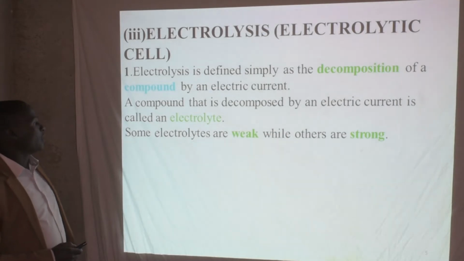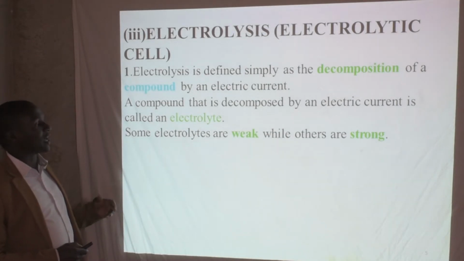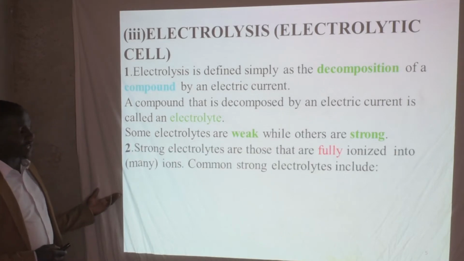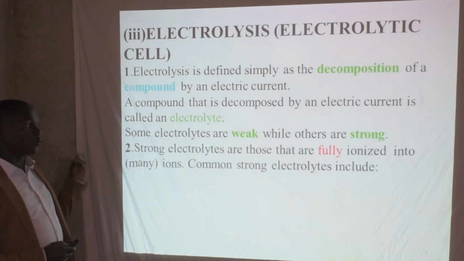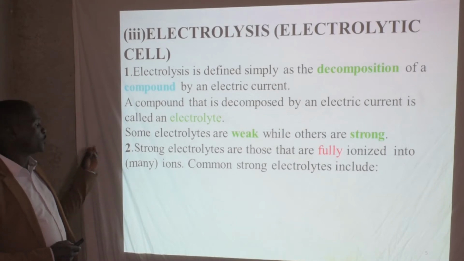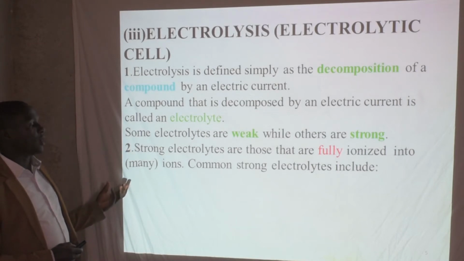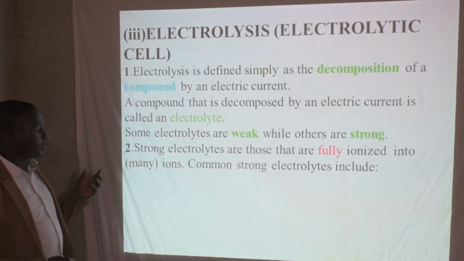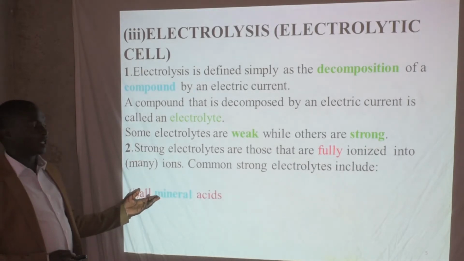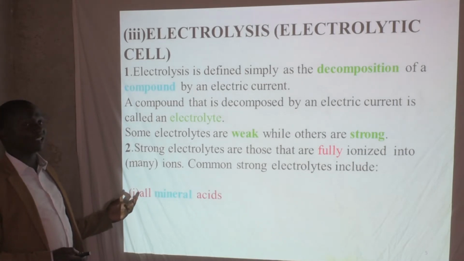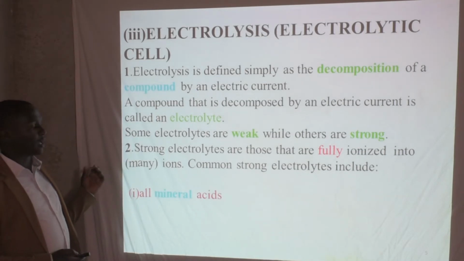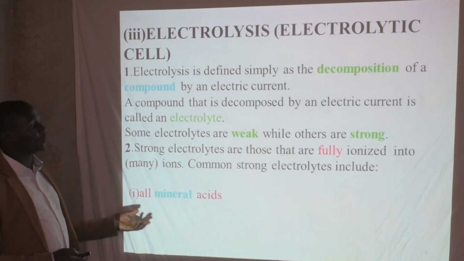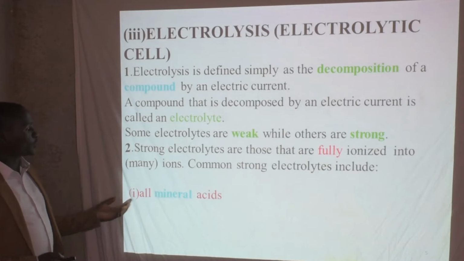Some electrolytes are weak and others are strong. Strong electrolytes are those that are fully ionized into many ions. The common ones include the mineral acids. When you talk about mineral acids here, we are talking about three acids: sulfuric acid, hydrochloric acid, and nitric acid. Those are the mineral acids, and these are strong electrolytes.